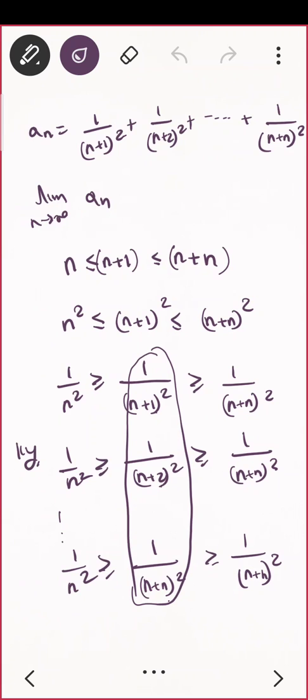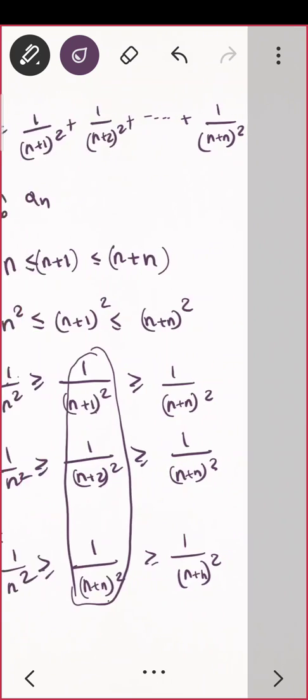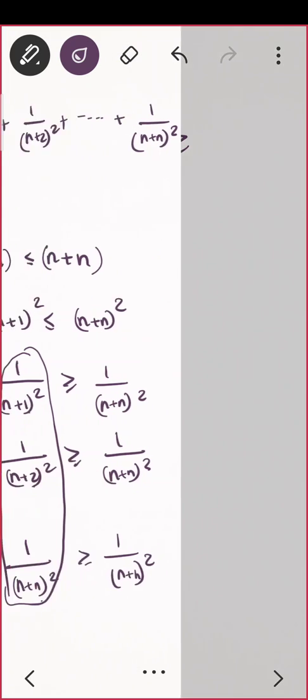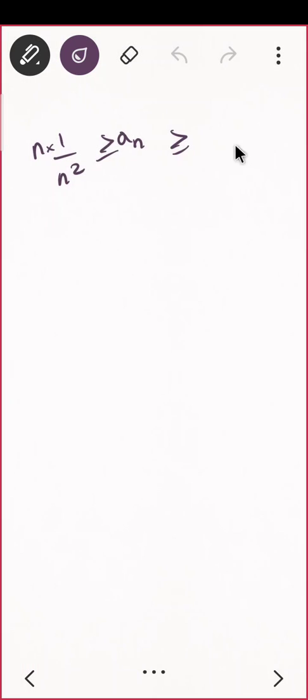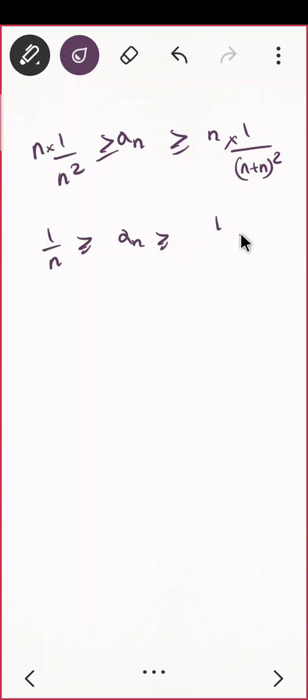This will be 1 all the time, 1 upon n square, 1 upon n square. And how many terms? n terms. So this will be n into 1 upon n square. And what about this? It will be n into 1 upon (n plus n) the whole square. And this is 1 upon n, greater than or equal to a_n, and this is 1 upon (2n) the whole square, then 2 square will become 4, so 4n, correct?